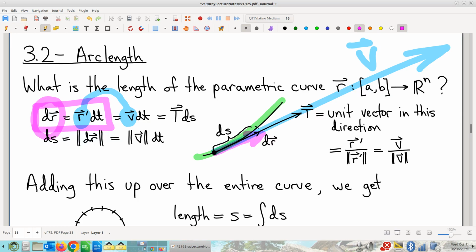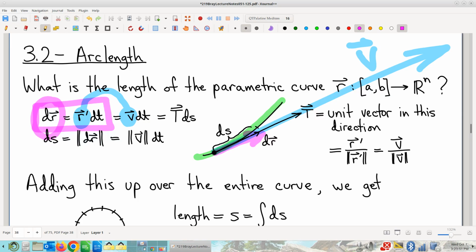Are dr and ds used interchangeably? No, they're different. So dr is a vector. It has a direction and a magnitude. ds was the next thing I was going to talk about. So ds is just a distance. It's again a linear estimate, but it's not a linear estimate of how much my position changes. ds is just a linear estimate of how much distance I've traveled. So it's a scalar.